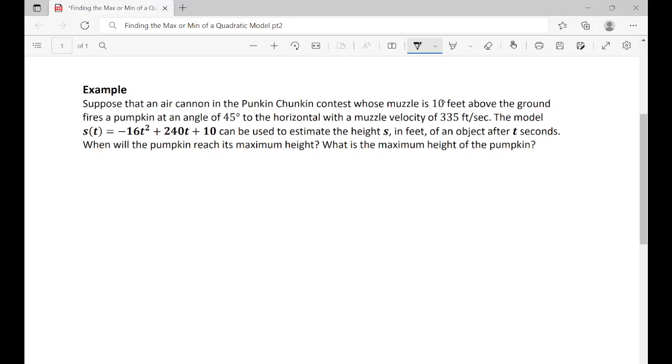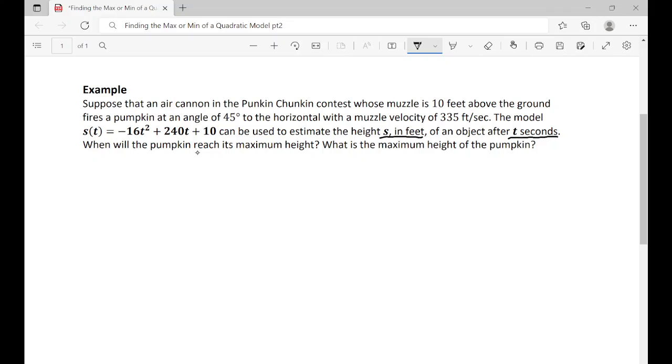So all this stuff here, 10 feet above the ground, 45-degree angle, 335 feet per second, all that's already done for you. The work is done to give you this equation. So you don't have to worry about any of that. That's just unnecessary information, so we can ignore it. We're really only concerned with the function, what s is represented by, and what is t represented by.